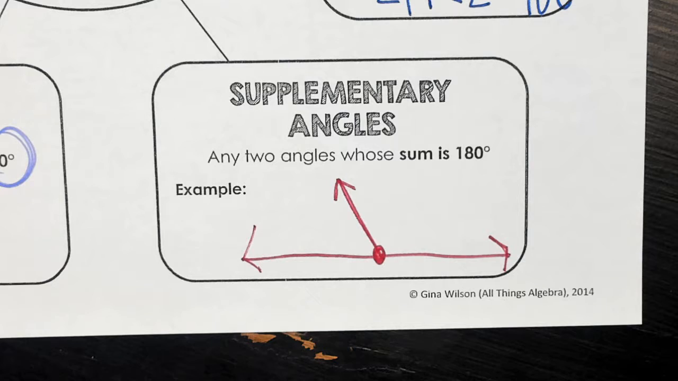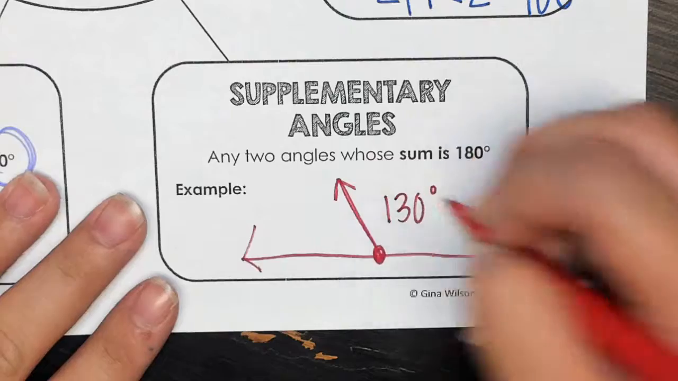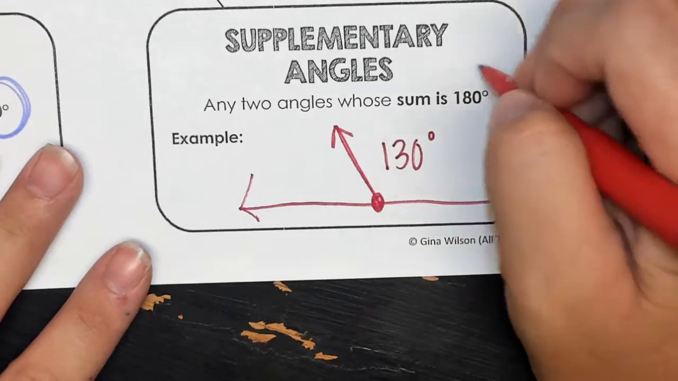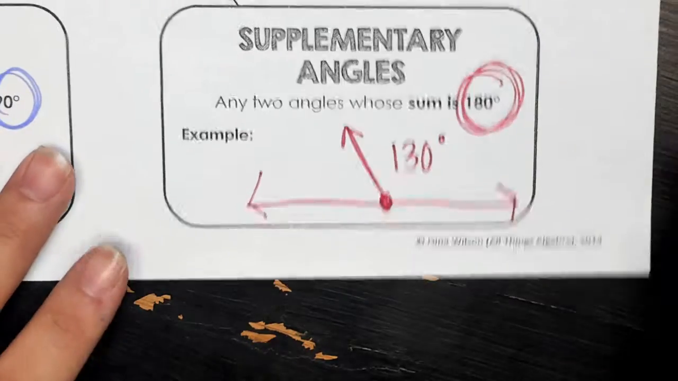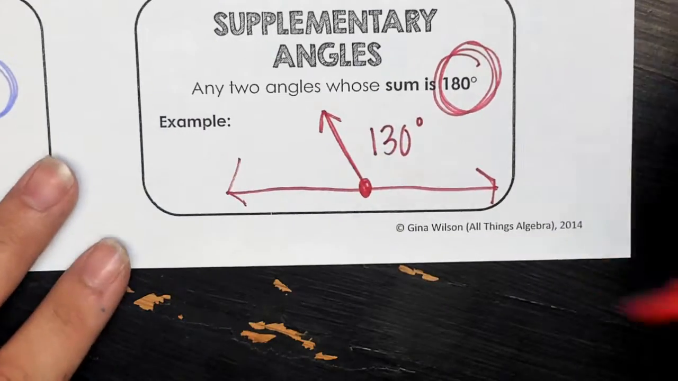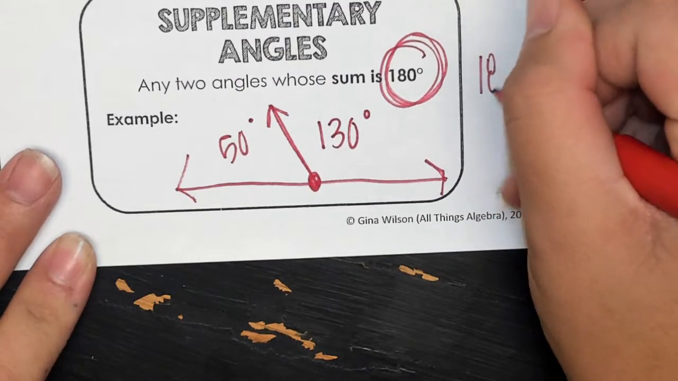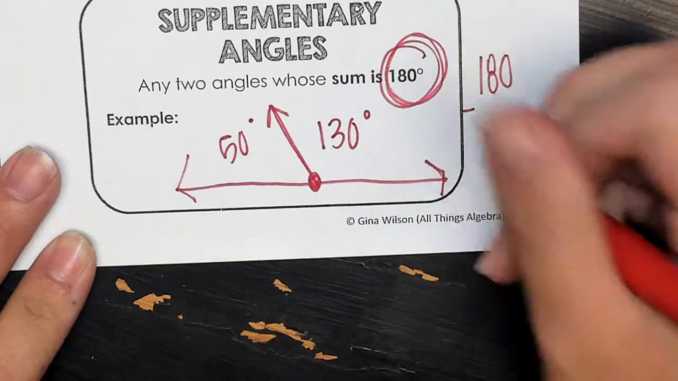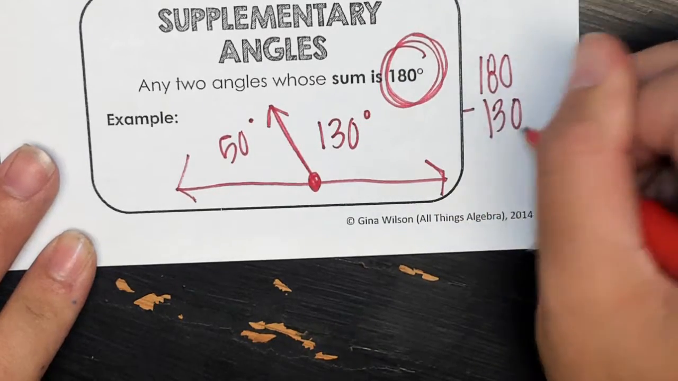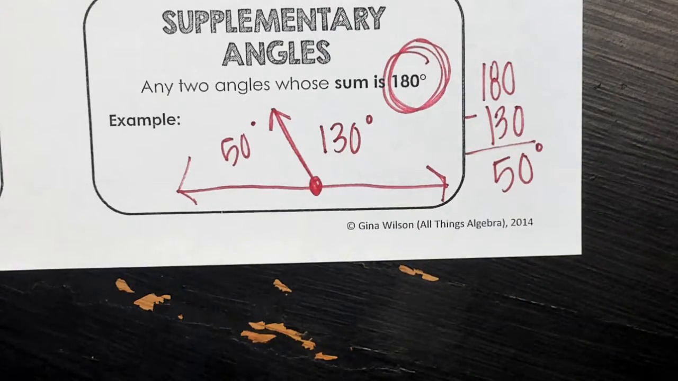They add to be what? 180. So if this right here is 130, and it has to add to be 180, then this other angle has to be 50. Now, some of y'all are like, how are you doing this? I'm starting with 180, and I'm subtracting what I know, which is 130, and I'm left with 50 degrees. Not too bad, okay? All right, let's practice together.